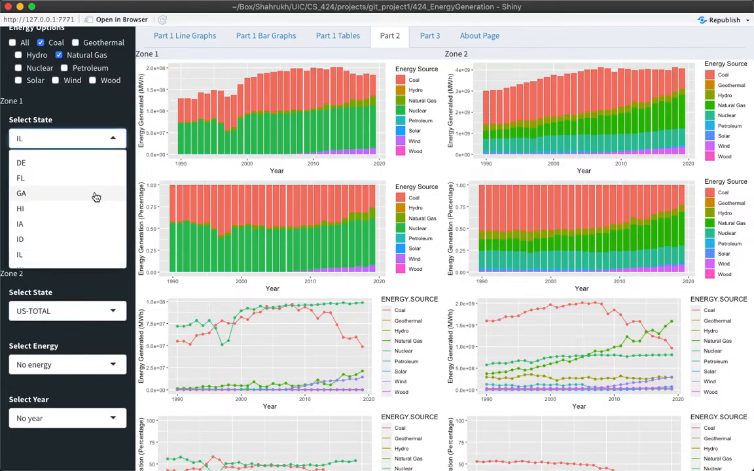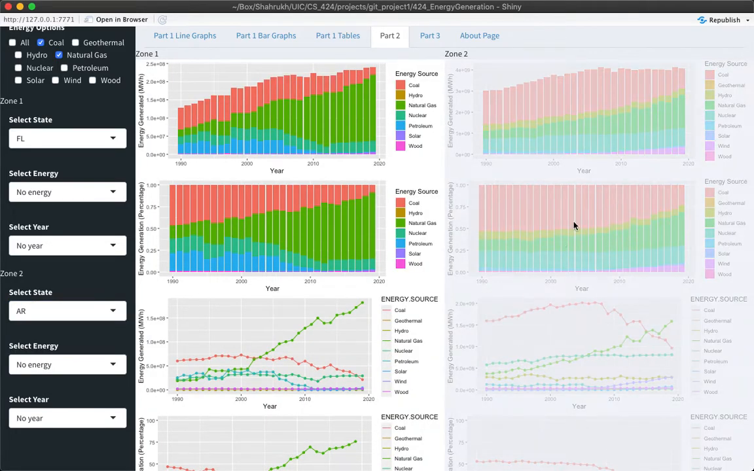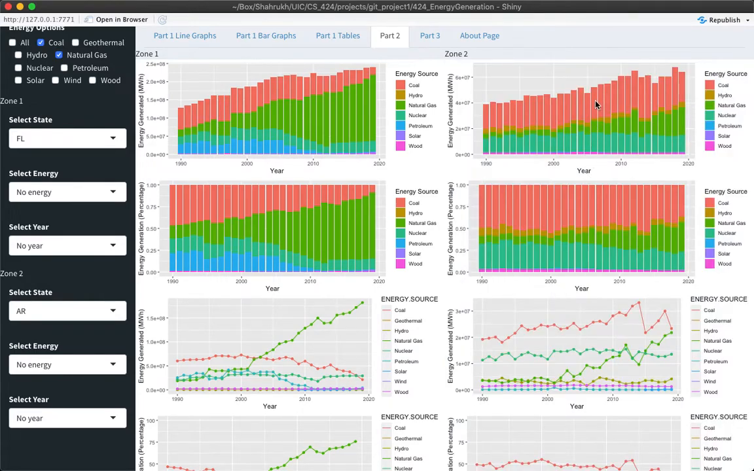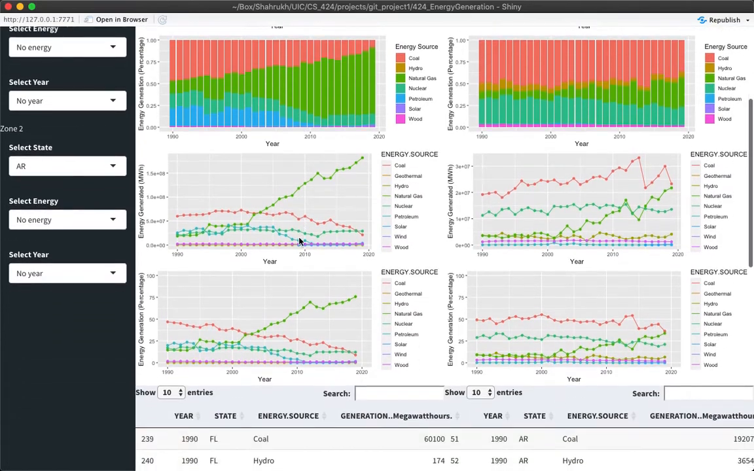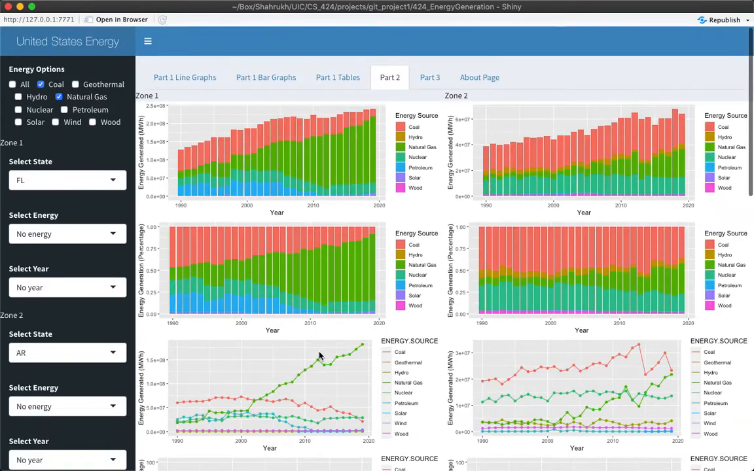So let's say we actually want to compare Florida to, let's say, Arizona. Then we're able to see that, and everything is updated in real time. So we could see right over here, natural gas in Florida has increased a lot, much more than compared to 1990, and that's shown in the percentage wise as well. And if you'd like to see a table, all the tables are below as well.